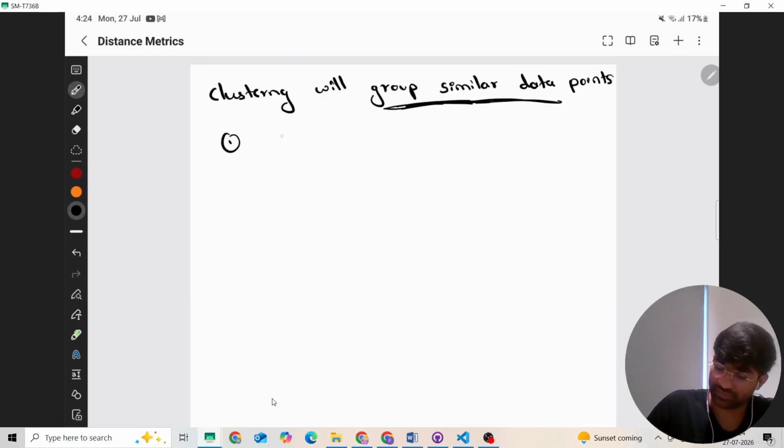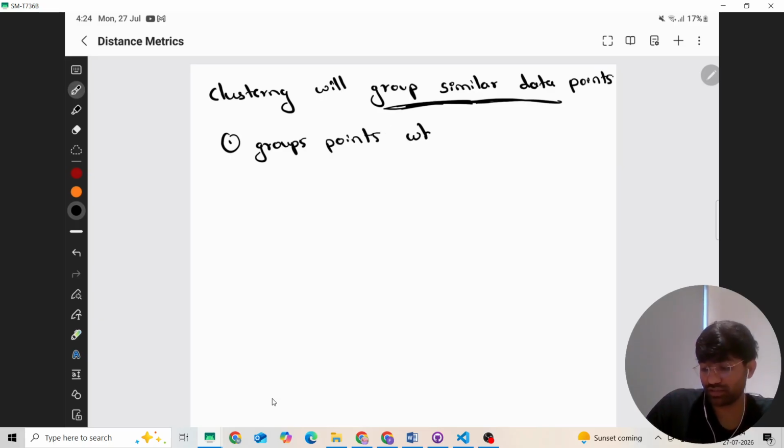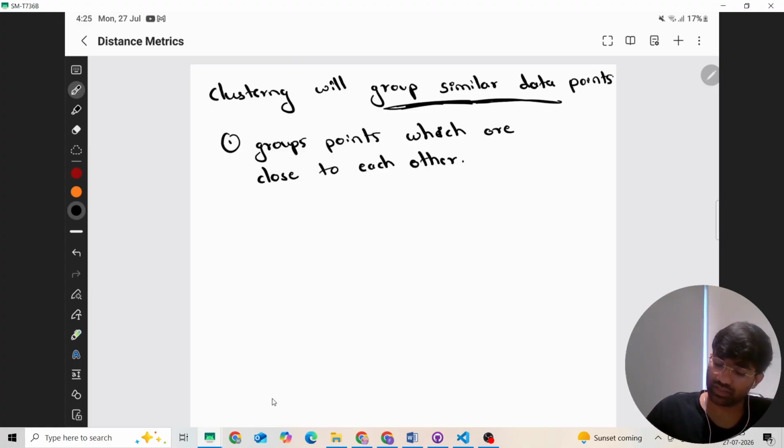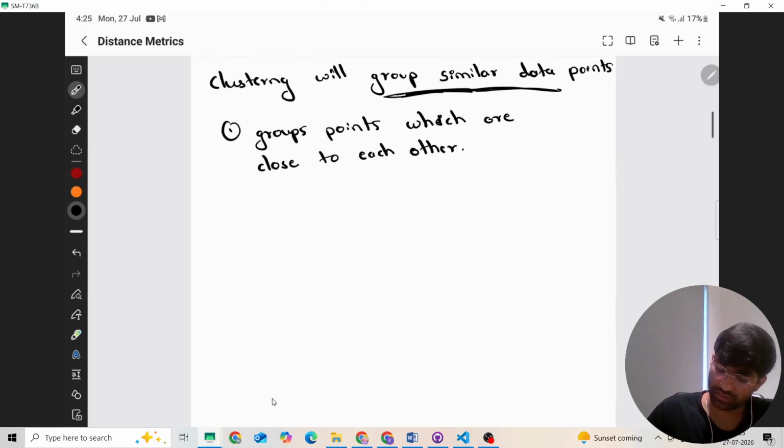What does this mean? Group similar data points can be said in two ways. First is group points which are close together, which are close to each other. You can say this as grouping the points which are close or near to each other.